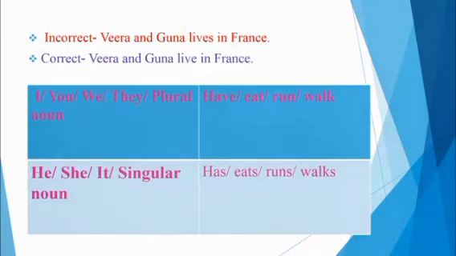Now let's see the next sentence. Veera and Guna lives in France. Is that a correct sentence? No. The correct sentence is Veera and Guna live in France. Even though Veera is an individual and Guna is also one individual, together Veera and Guna are a plural subject, so we don't add s to the verb.